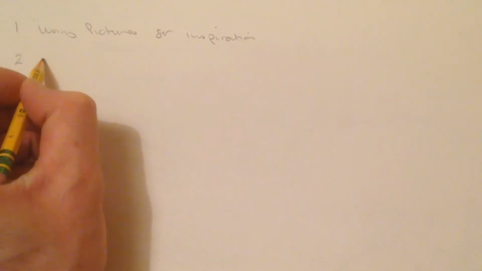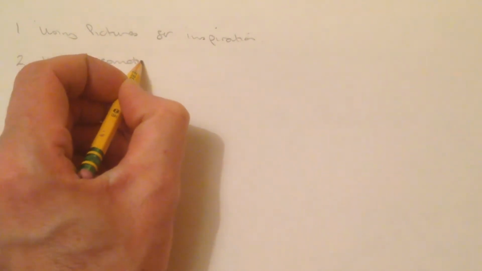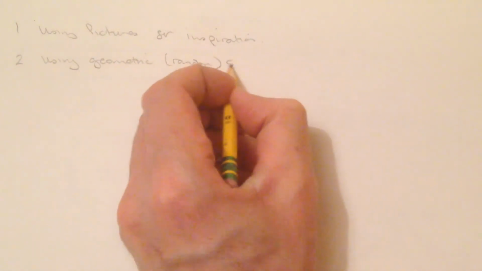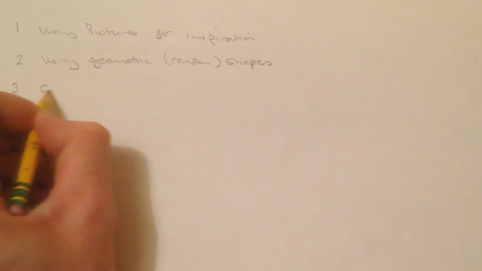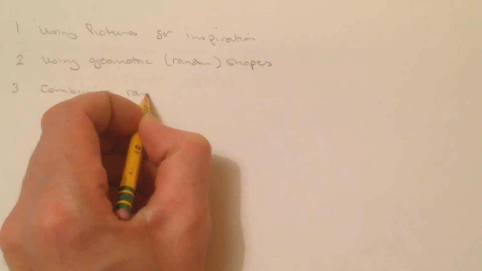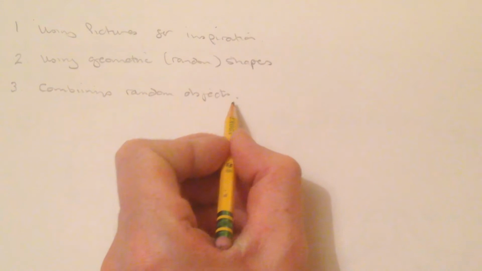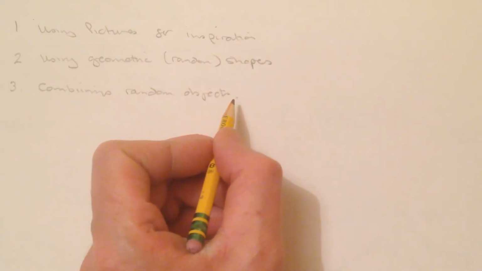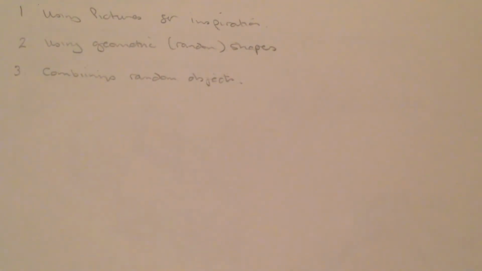Number 2, using geometric or in fact random shapes for inspiration. And then number 3, combining random objects. And this one works particularly well as a starter, and I find it's very effective with my younger years and getting them introduced to the concept of being creative. So we'll dive straight in.